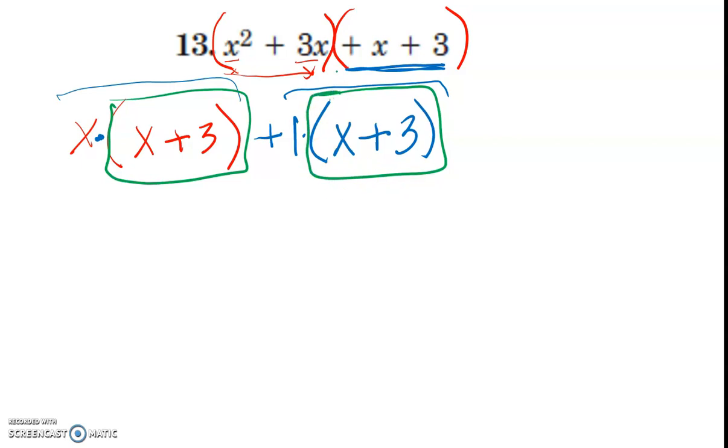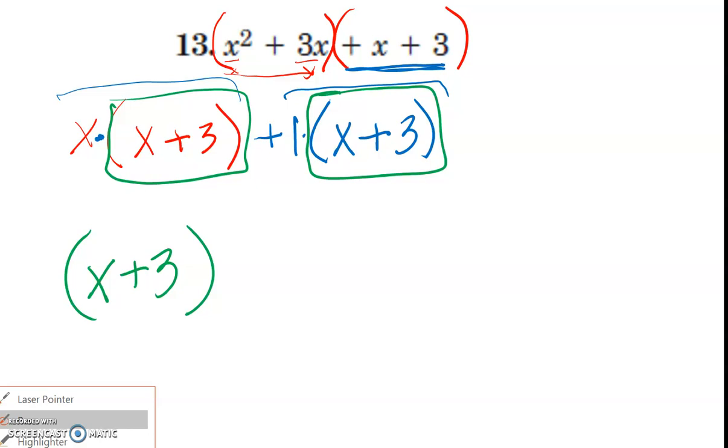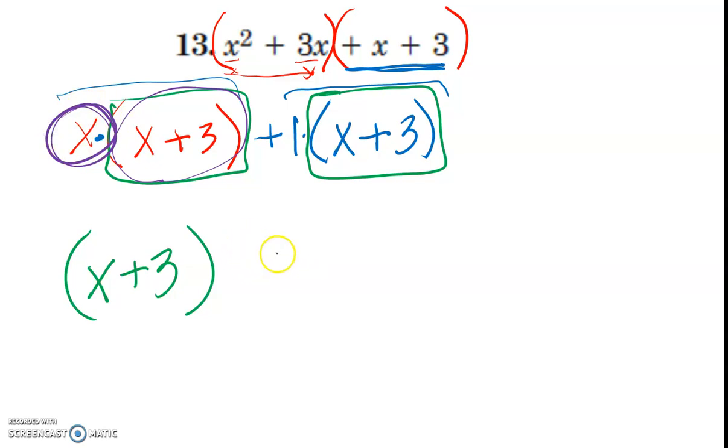And so I can take out that x plus 3, which happens to be in parentheses. When I take that out, because I took it out of the first term, the only thing left is the x. When I take it out of the second term, because I'm taking out that common factor, the only thing left is the plus 1. That becomes my other term.